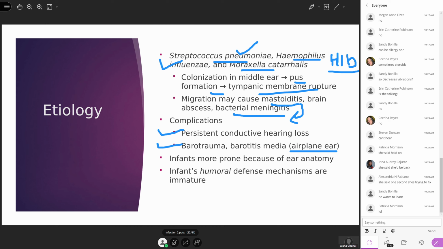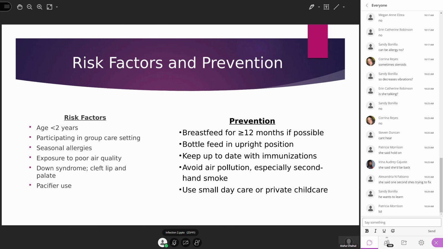Okay, and infants are more prone because in adults, the eustachian tube is like that. Make sure you are paying attention to this. In kids, the eustachian tube is pretty much flat, not completely flat, but pretty much flat. The bacteria get cleared in adults, but in infants or children, they stay here by the mechanism of gravity. That is one of the reasons why infants or children are more at risk for ear infection, okay?